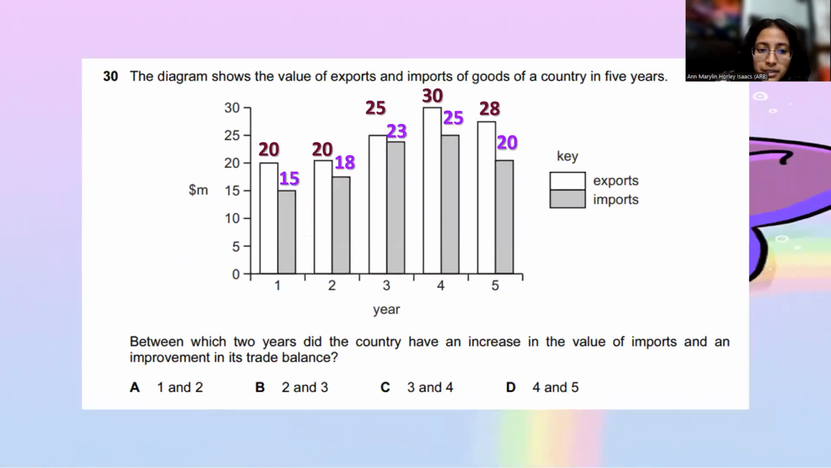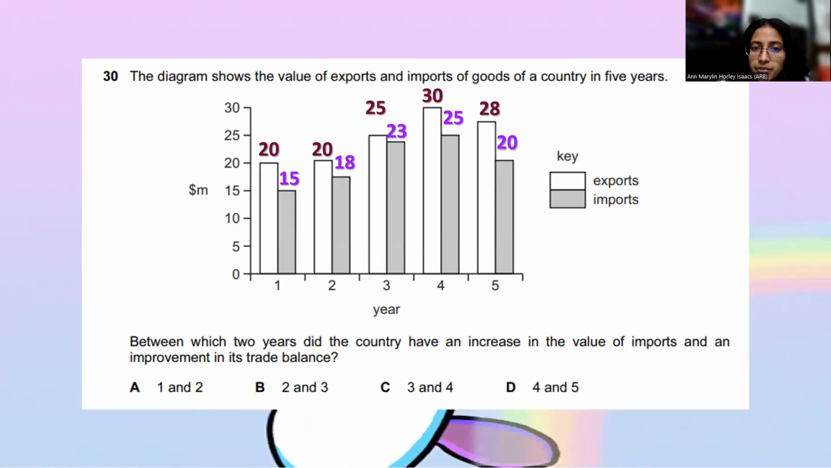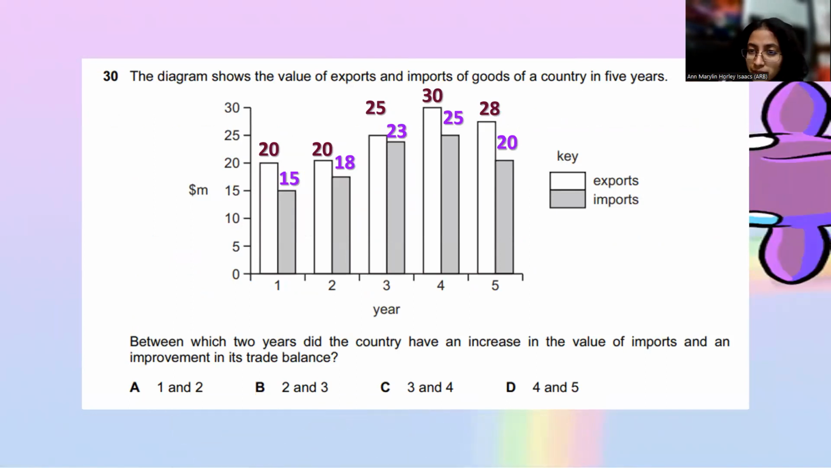Last question, we're almost done. Right. The diagram shows the value of exports and imports of goods of a country in 5 years.